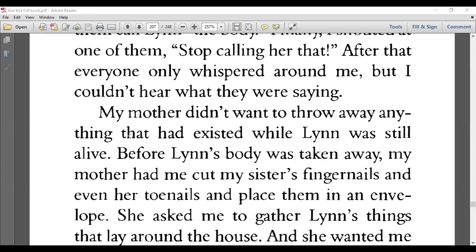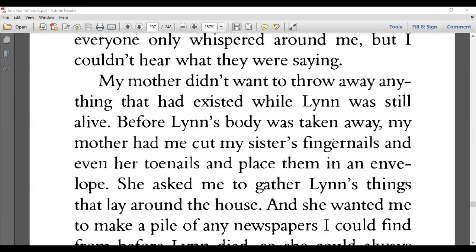My mother did not want to throw away anything that had existed while Lynn was still alive. Before Lynn's body was taken away, my mother had me cut my sister's fingernails and even her toenails and place them in an envelope. So here we see that they want to hold on to these items, fingernails and toenails and so on.